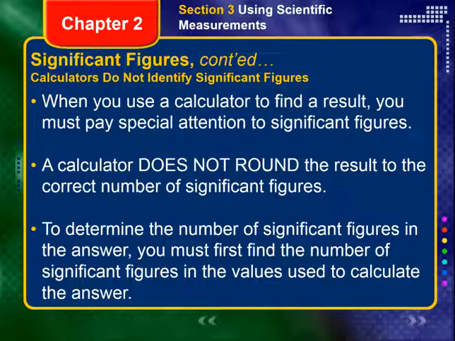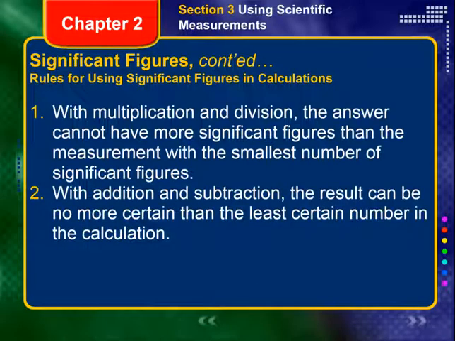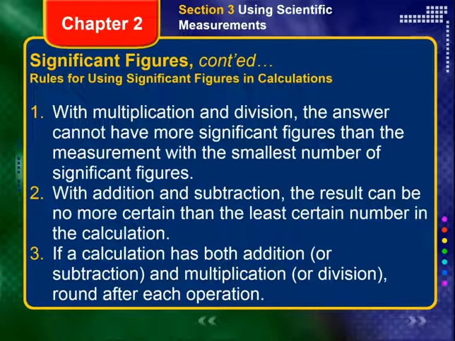To determine the number of significant figures in the answer, you must first find the number of significant figures in the values used to calculate the answer. If you're adding two numbers, you have to look at the two numbers you added. If you're multiplying two numbers, you have to look at the significant figures of the two numbers that you're multiplying. We have two sets of rules: one set for multiplication and division, and one set for addition and subtraction.